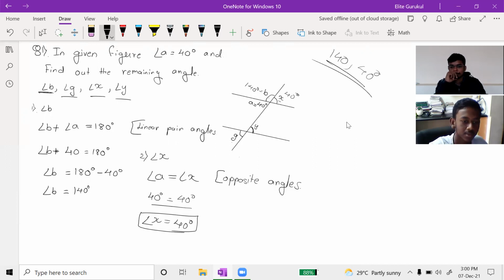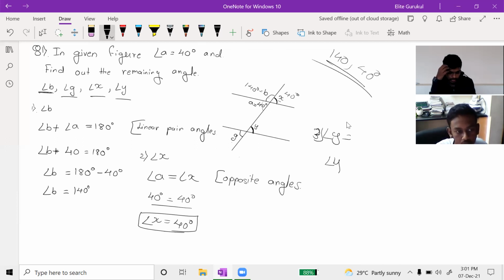You can use two properties here. First, alternate: if this is 40, then this will also become 40. And if this is 40, then this will also become 40 because of corresponding angles. So two properties are there. You can use whichever you want.